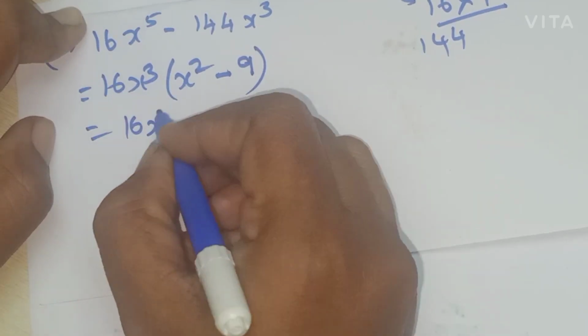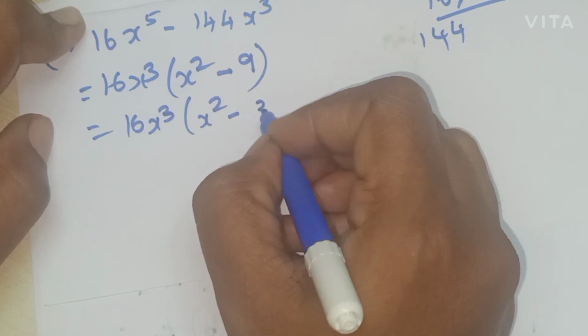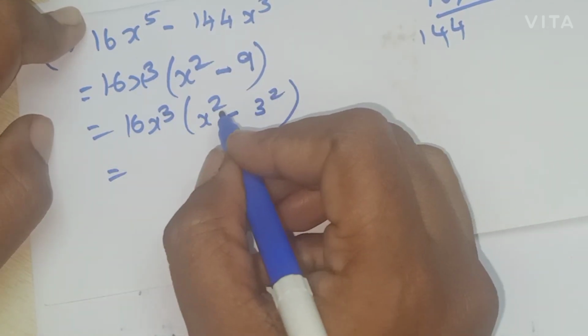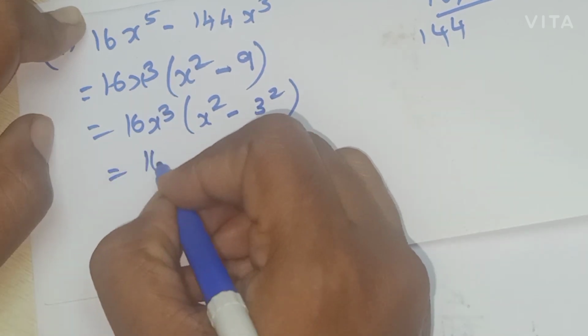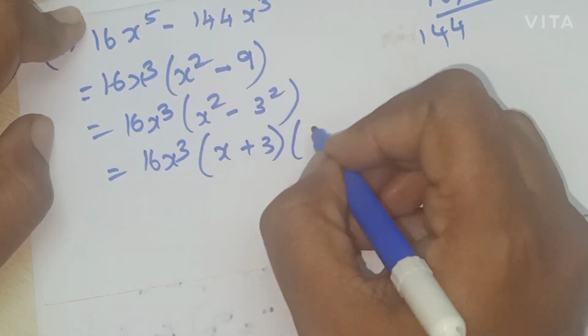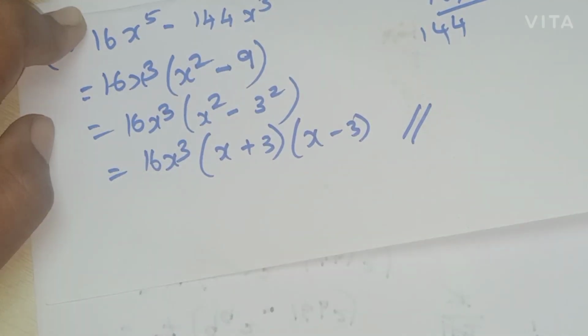So 16x cube, now we have x square minus 9, we can write it as 3 square. So now this is of the form a square minus b square. So a plus b into a minus b. So 16x cube into x plus 3 into x minus 3 to be the answer.